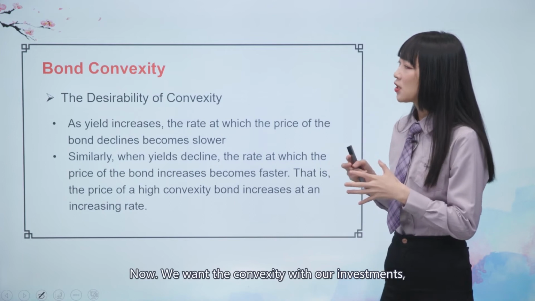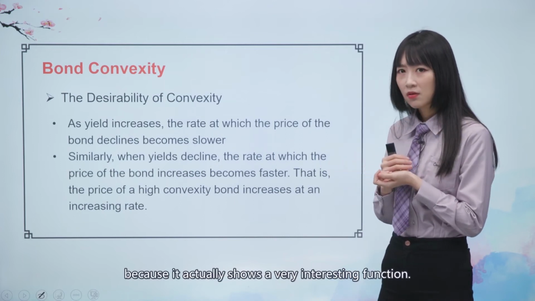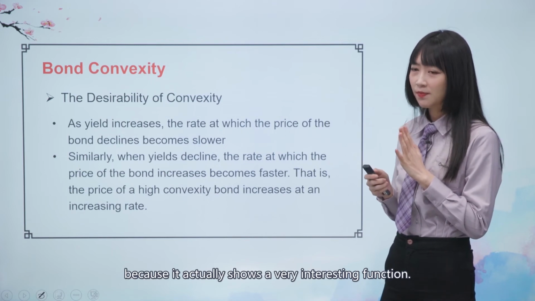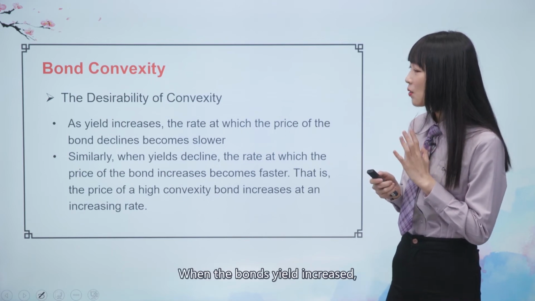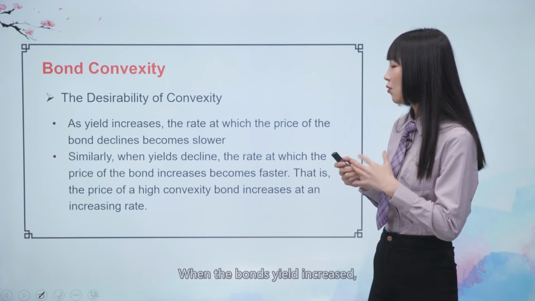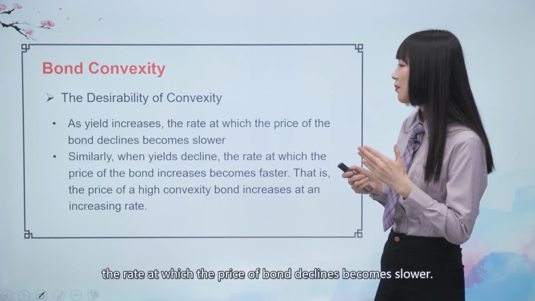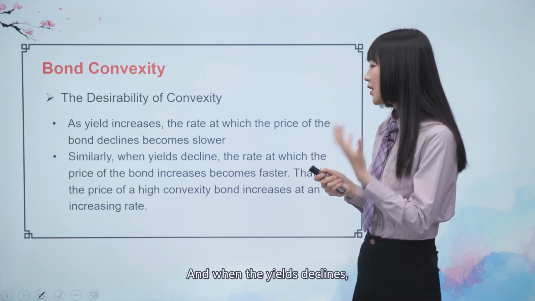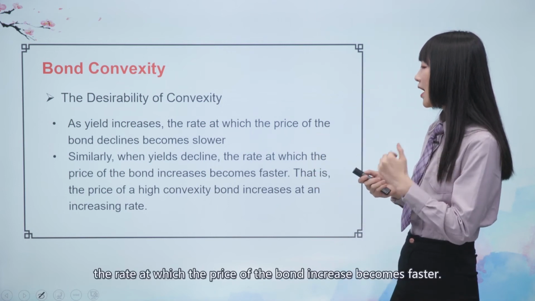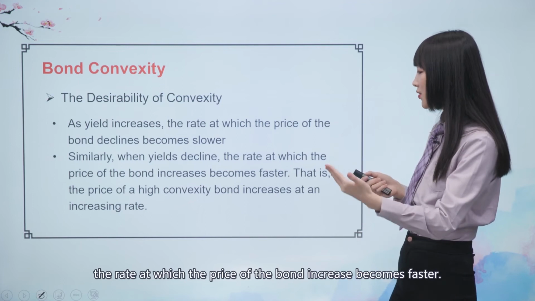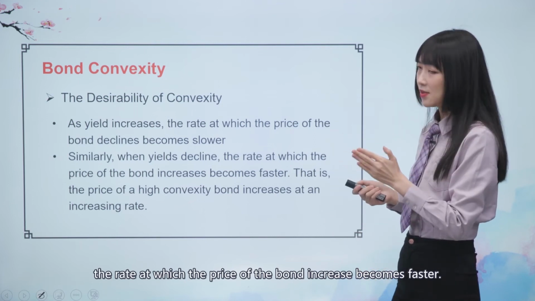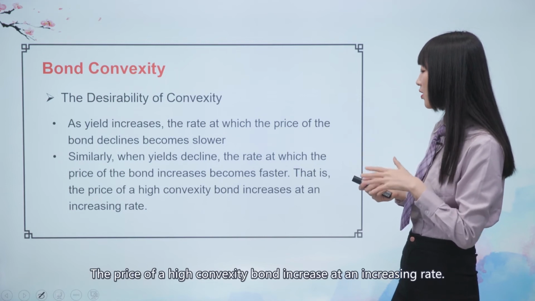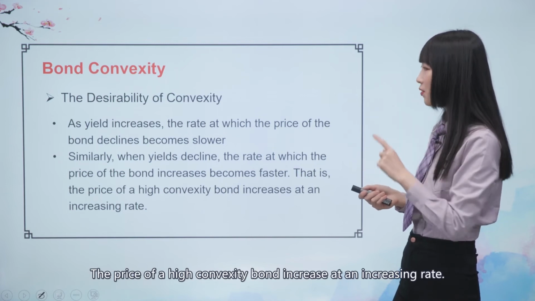Now, we want the convexity investments because it actually shows a very interesting function. Because when the bond's yield increases, the rate at which the price of the bond declines becomes slower. And when the yield declines, the rate at which the price of the bond increases becomes faster.